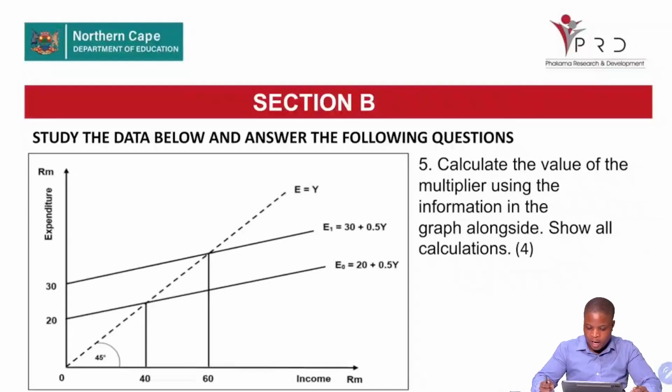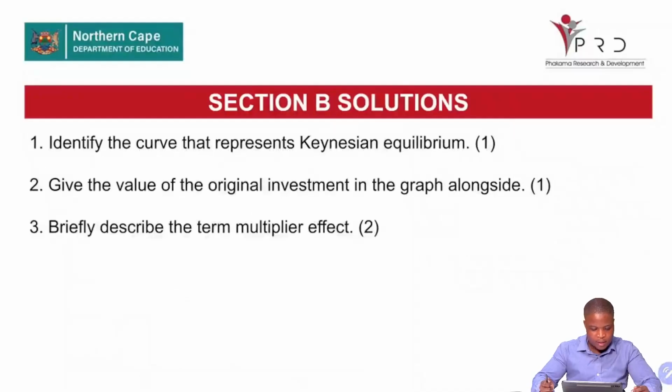Right, grade 12, your turn. Start. Let's look at the answers. Identify the curve that represents the equilibrium. That is the line of equality, E equals Y. That line represents the equilibrium line. Give the value of original investment on the graph. So the original investment is the first investment, which is 20.